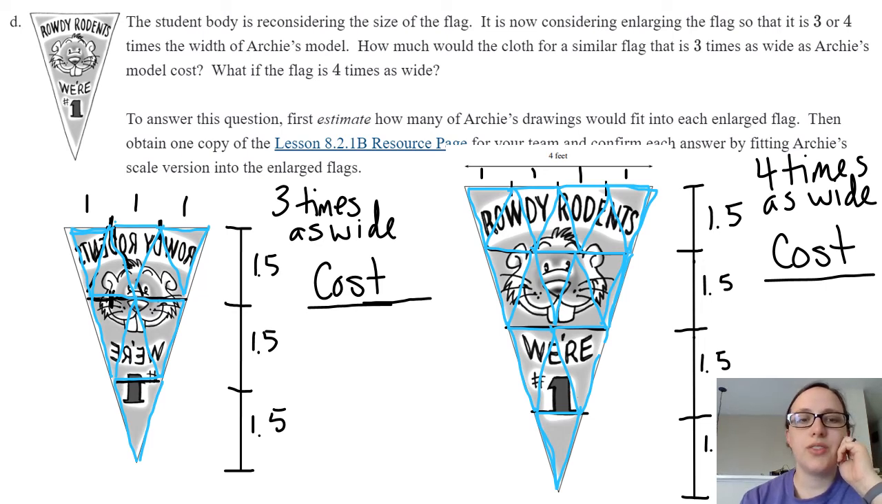All right, and then we're going to use that same reasoning to figure out how much it's going to cost for a flag if we want it 3 times as wide or if we want it 4 times as wide. All right, and so I already kind of have it sectioned off here. 3 times as wide, we can section it off into sections of 3 on the top, and then if it's 3 times wider, it's also going to be 3 times taller, so we can section it off into thirds here on the side as well.